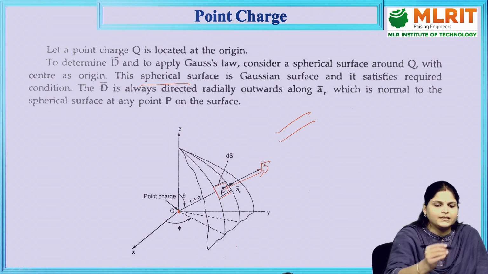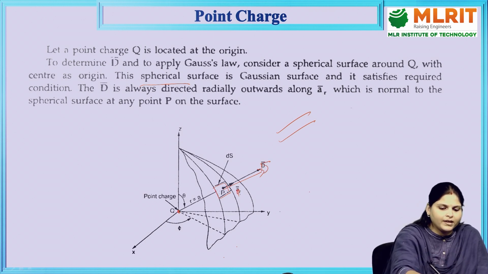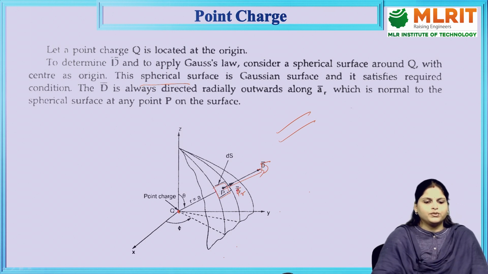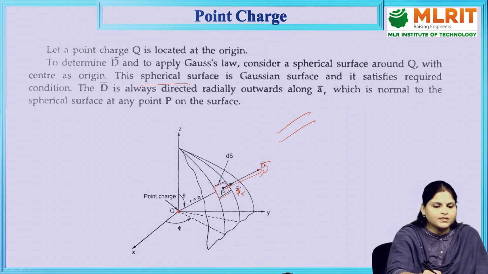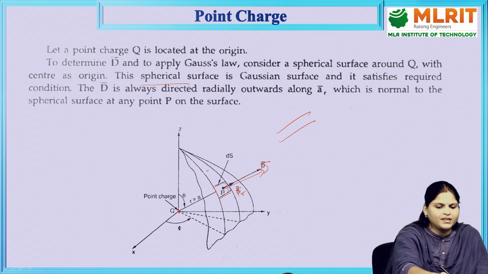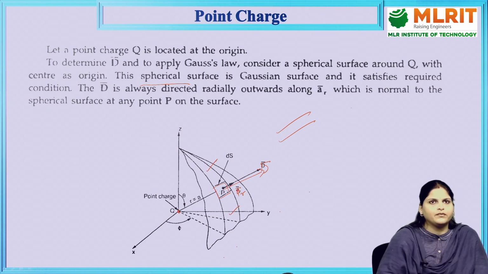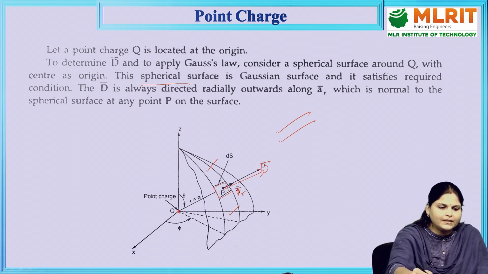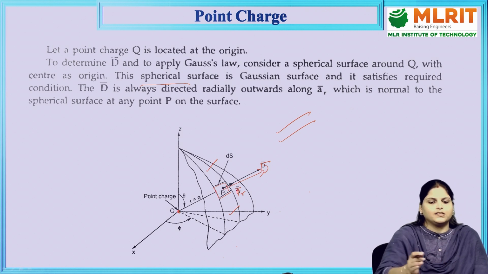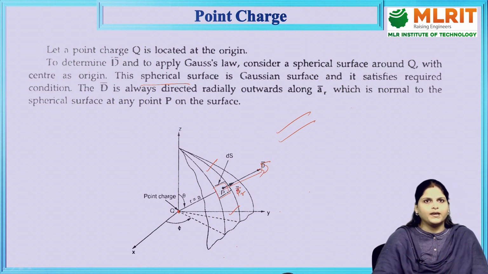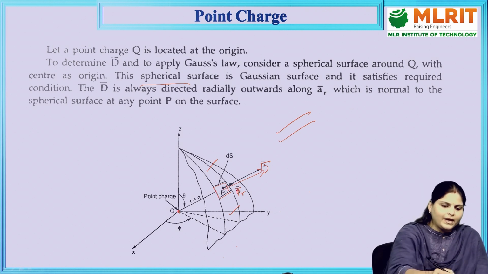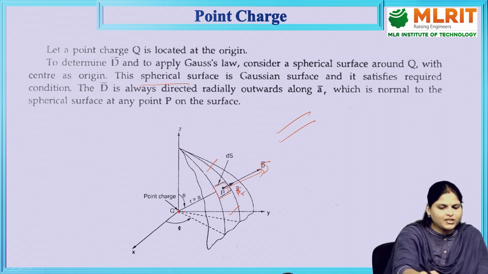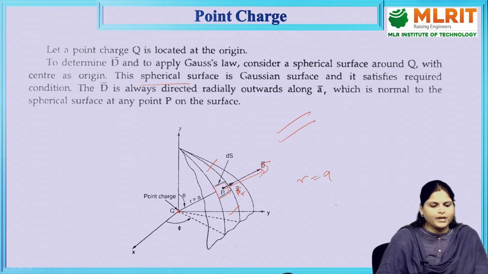If you see, D is always directed radially outward. This is D along aR, where aR is the unit vector normal to the spherical surface at any point. This point can be here, here, anywhere, so D will always be directed radially outwards along aR. And here the radius is r, which can be taken as equal to a.